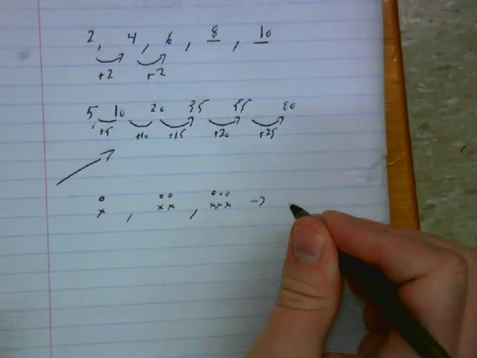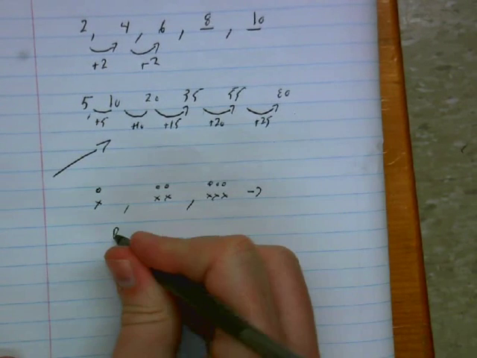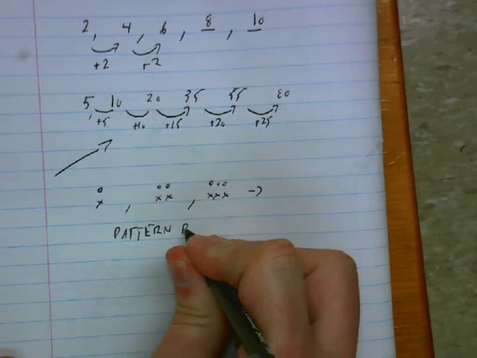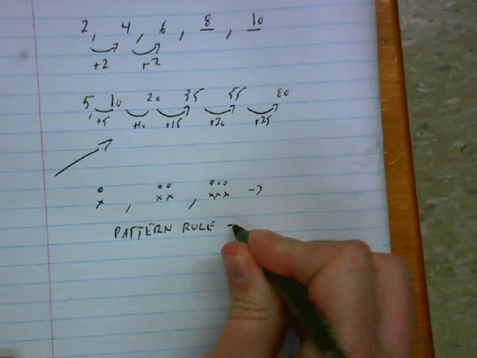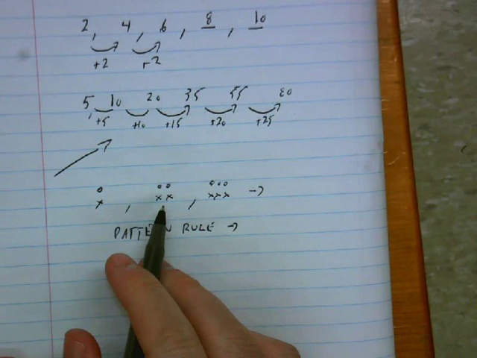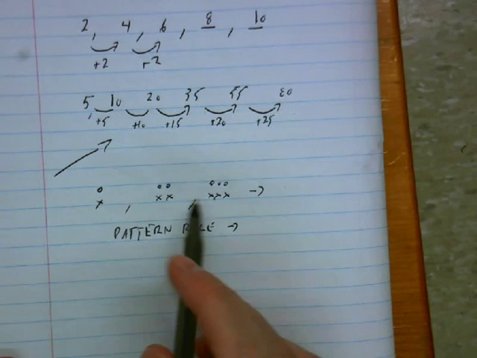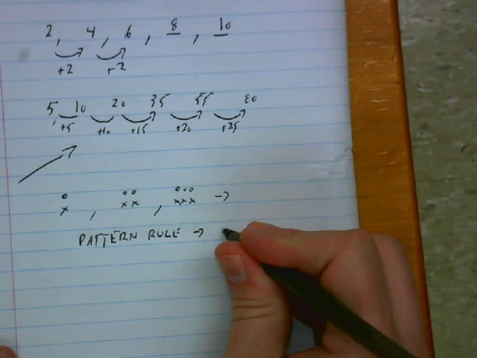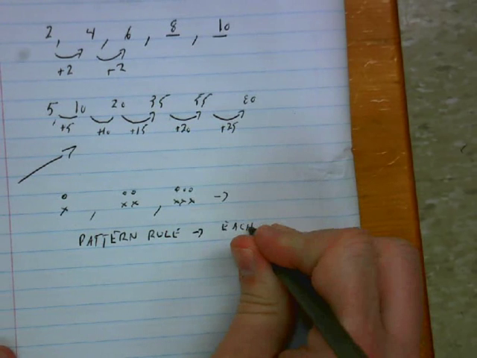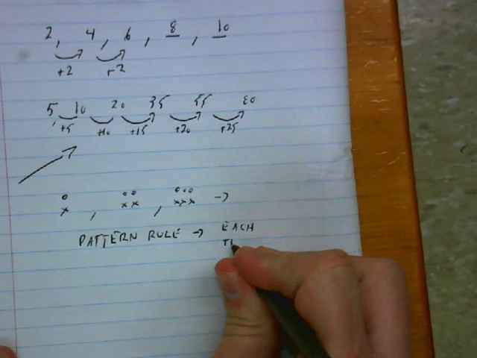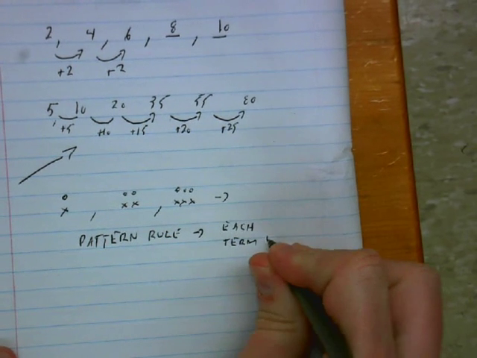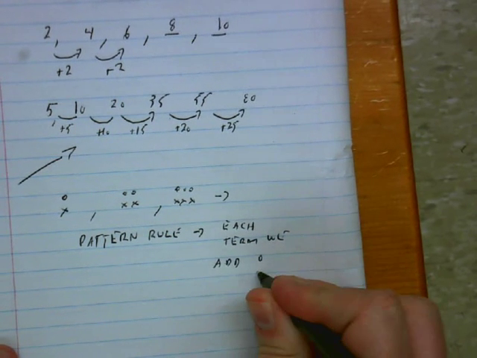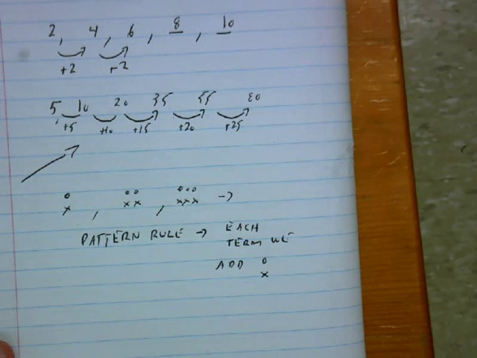And that's when we get into what's called the pattern rule. When we're talking about the pattern rule, we're just saying, okay, how can I describe what's going on, or how can I describe the changes that are going on here in words? So for the pattern rule here, for each term, we would add a circle and an X. So that would be a pattern rule.